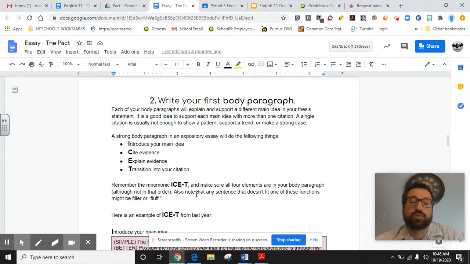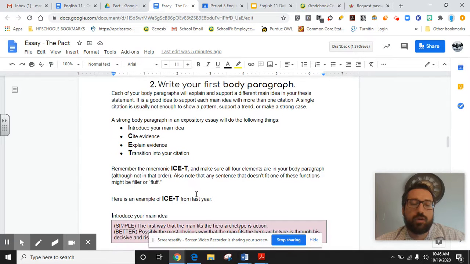Okay, then you want to write your first body paragraph. This writing method called ICE-T, this is something that hopefully was introduced to you last year in Mr. Roche's class. If you didn't take Mr. Roche's class, then I think this will be a good start for you. This is basically one of the formulas you can use to write a body paragraph. You don't always need to use this exact formula, but especially if you're a student who struggles with writing, having this formula in your toolkit, I think will really help you make a better body paragraph.